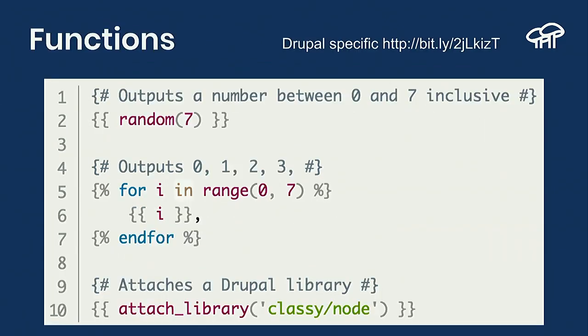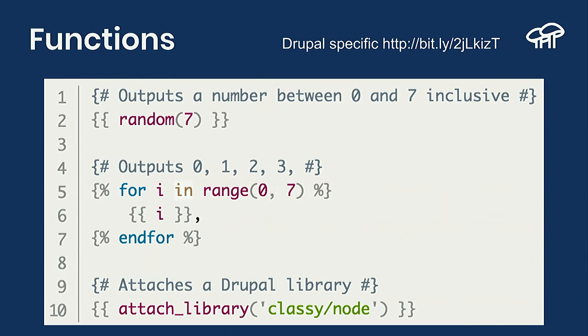We also have functions. In this case, functions are used in many different ways. In line number 2, we're using a function to print a value directly in the template. In lines number 5 through 7, we're using the range function to generate an array, and then we are using the for loop syntax to do something with that array. And in line number 10, this is probably the more interesting example.